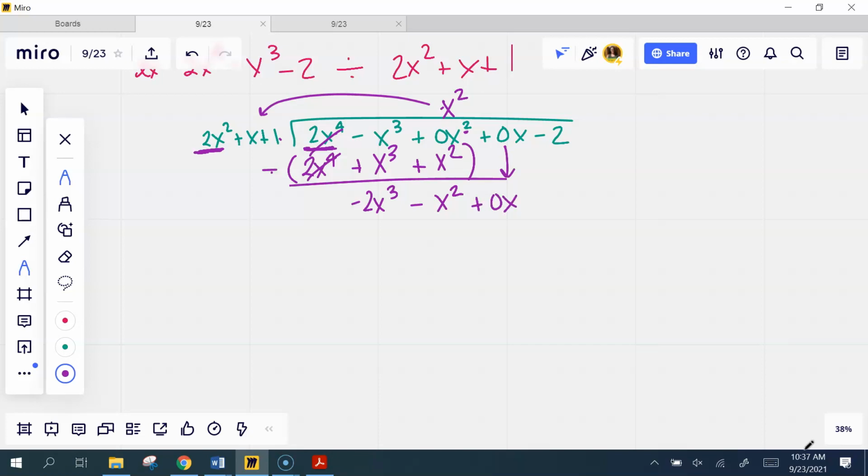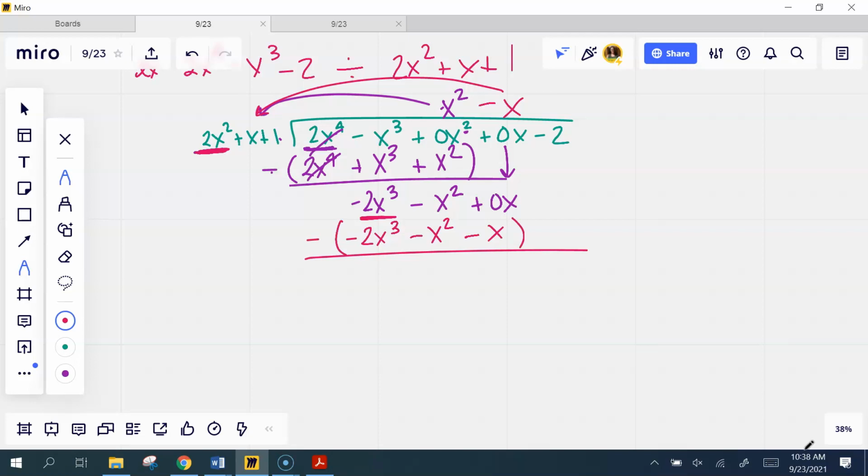Bring down the next term. Do everything all over again. What do you multiply this by to get this? Negative x. So it goes in the x column and multiply around. Is it coming back to you? Keep going. Brett, what is negative x times 2x squared? That is correct. Negative x times x and negative x times 1. Remember, I'm subtracting all of this.